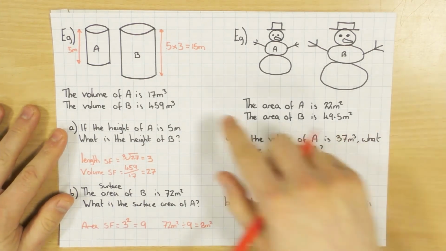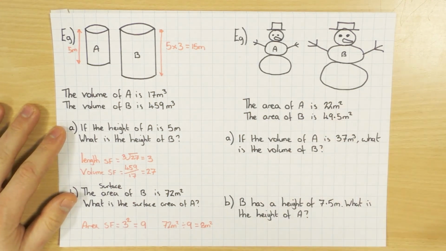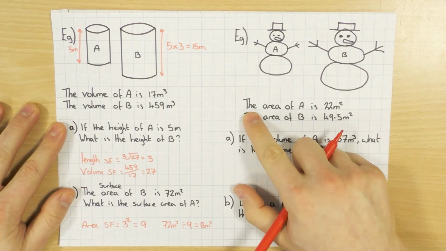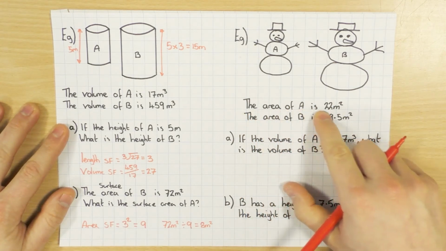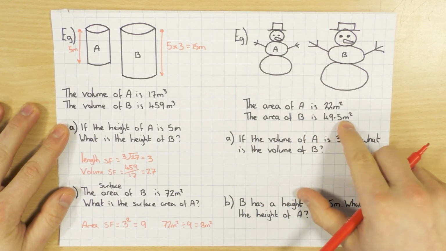And last but not least, they don't always have to be nice shapes. They could be a little drawing. So here's my attempt at drawing two similar snowmen. And again, let's go for it. So in this one here, the area of A is 22 meters squared. The area of B is 49.5 meters squared.